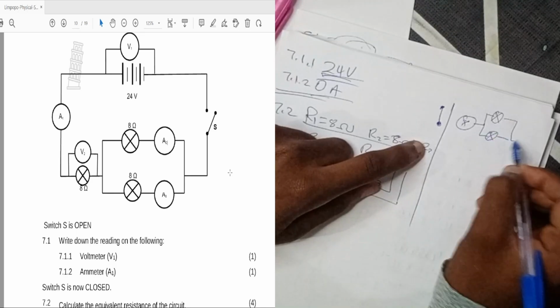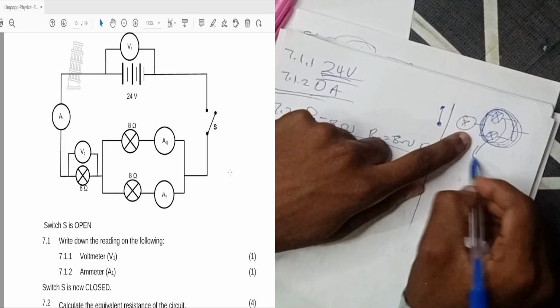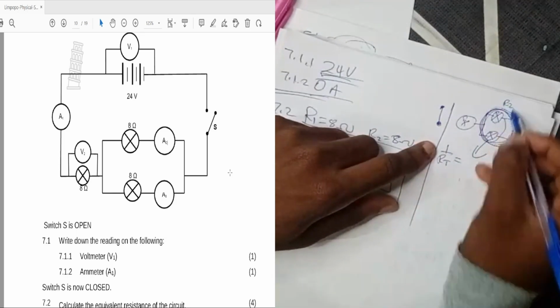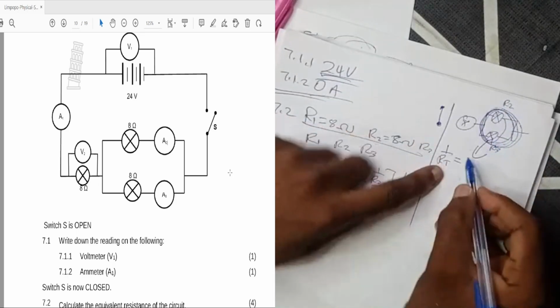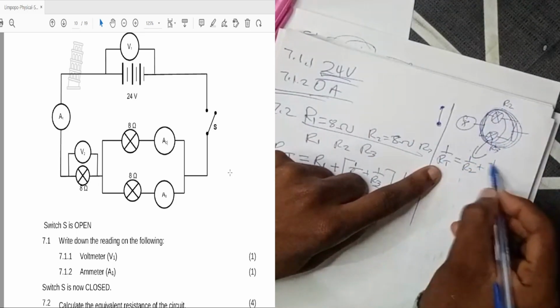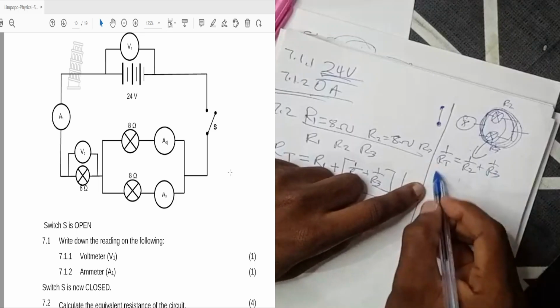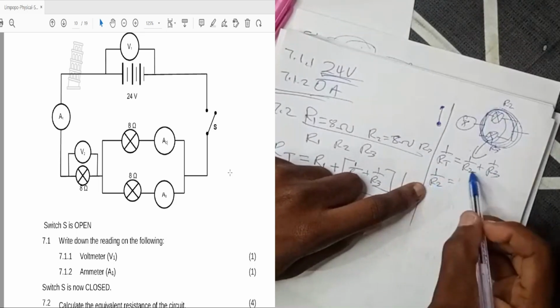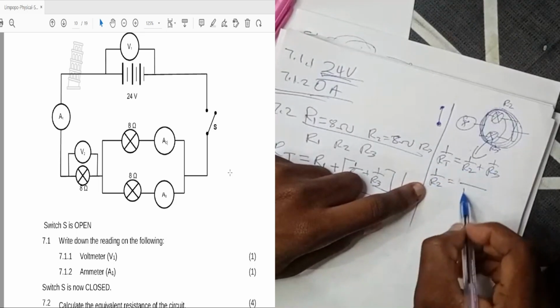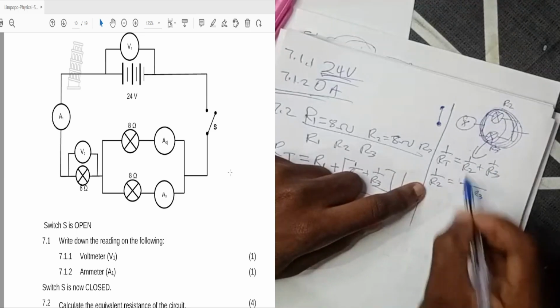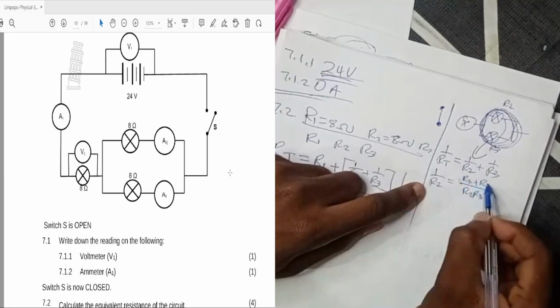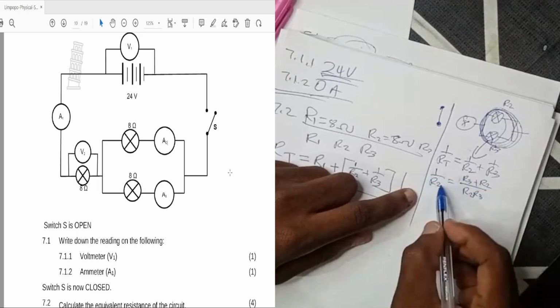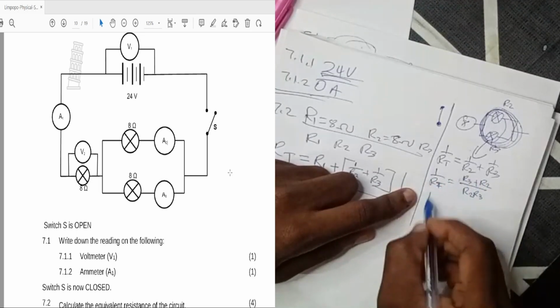Let's resolve it. It's going to be 1 over RT equals, I call this R2, I call this R3. So it's going to be 1 over R2 plus 1 over R3, which is, using the lowest common multiple, R2 R3 in the denominator. Here it is going to be R3 plus R2. We are looking for the total, we are looking for RT.